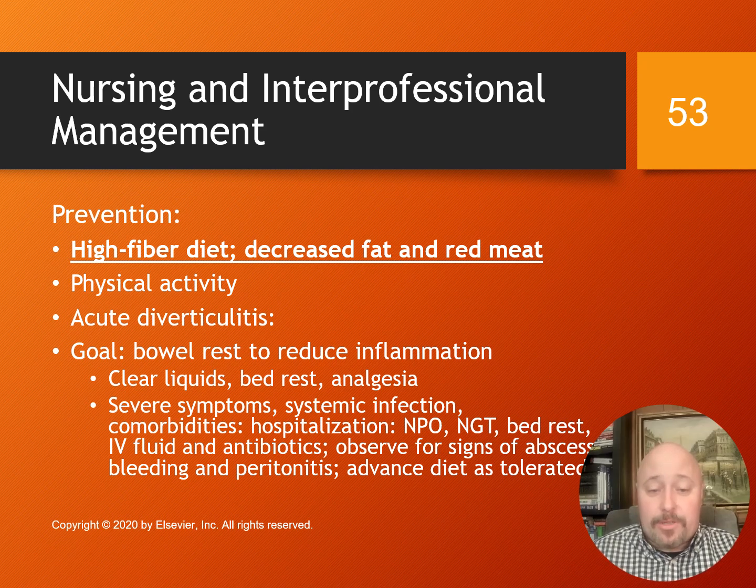With severe symptoms, they could have a systemic infection and comorbidities, such as hospitalization, keeping the patient NPO, on bed rest, IV fluids and antibiotics, and observing for signs of abscesses, bleeding, and peritonitis. From there, we can advance the patient's diet as needed.